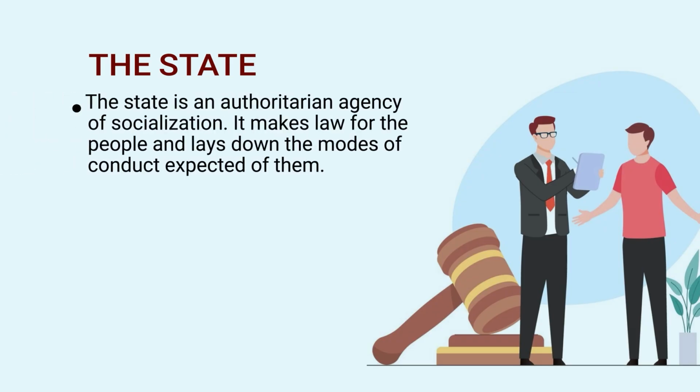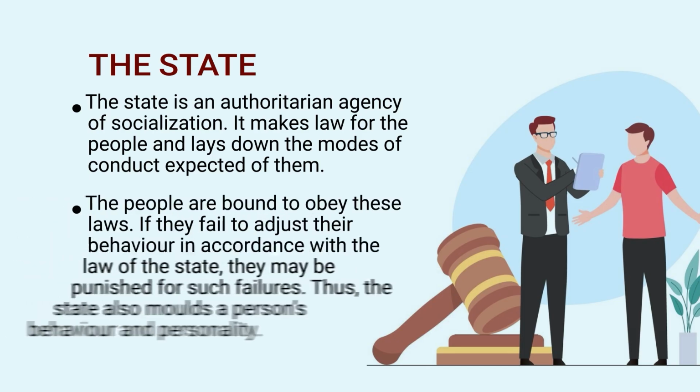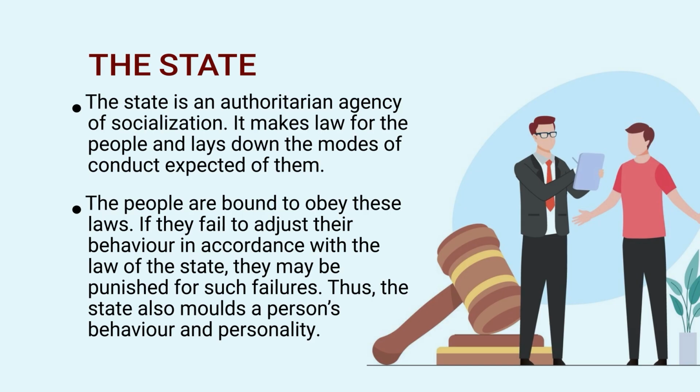The state is an authoritarian agency of socialization. It makes laws for the people and lays down the modes of conduct expected of them. The people are bound to obey these laws. If they fail to adjust their behavior in accordance with the law of the state, they may be punished for such failures. Thus, the state also molds a person's behavior and personality.